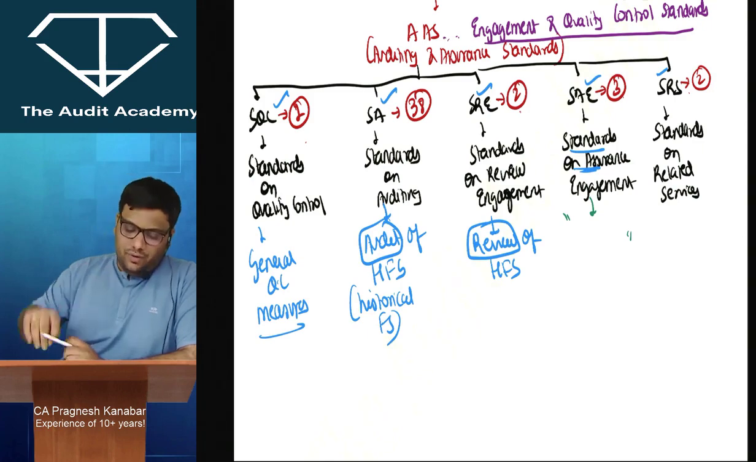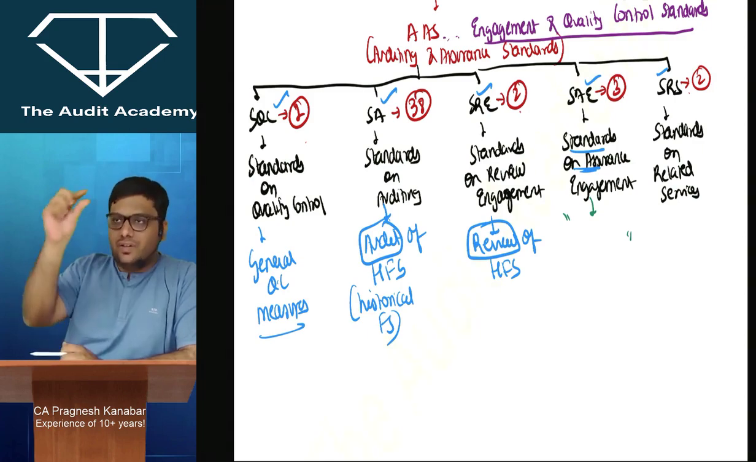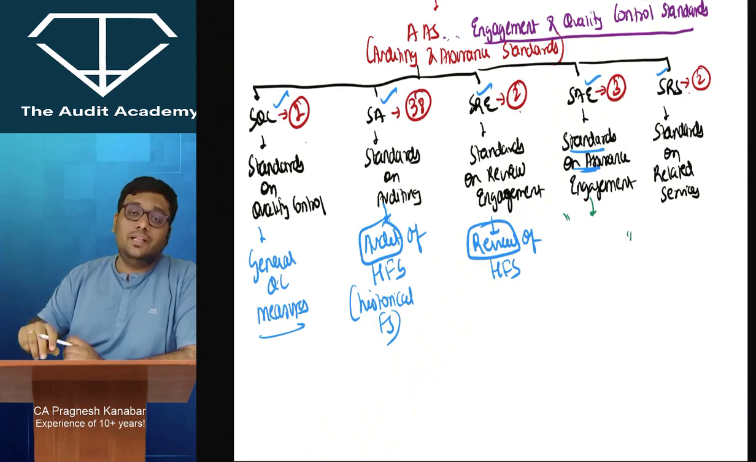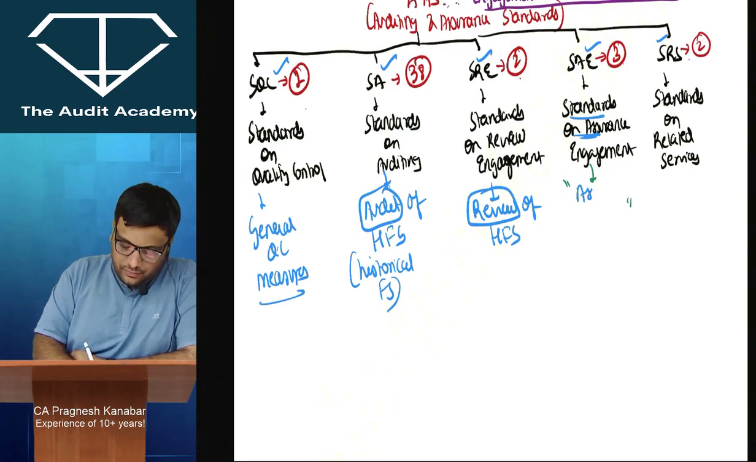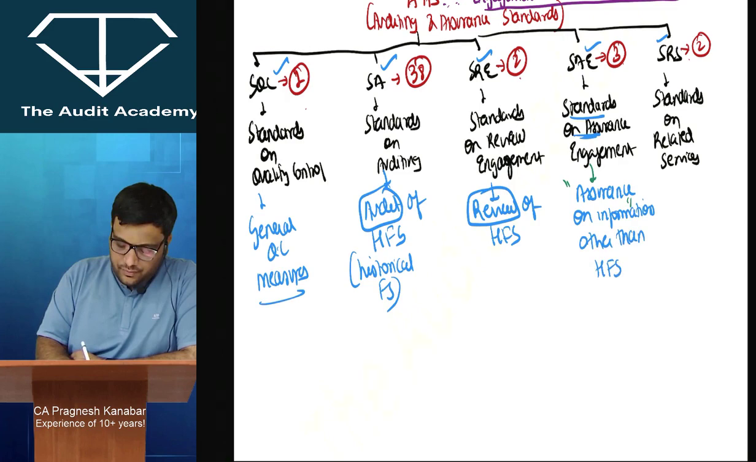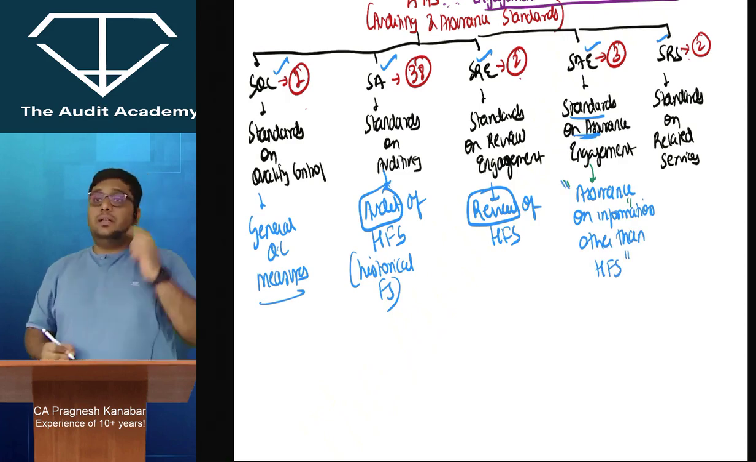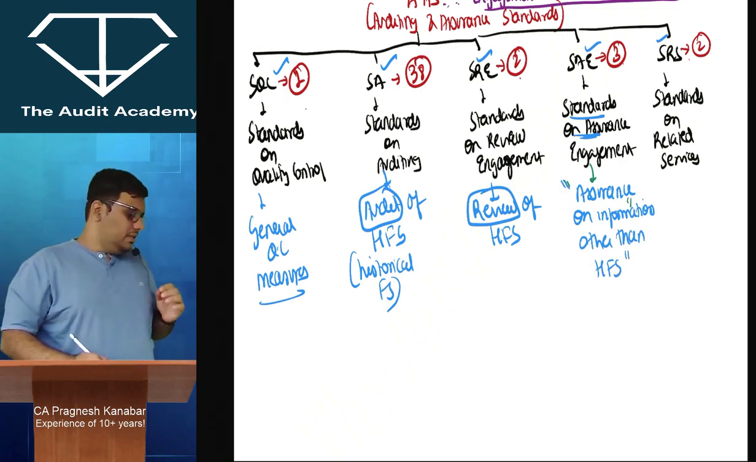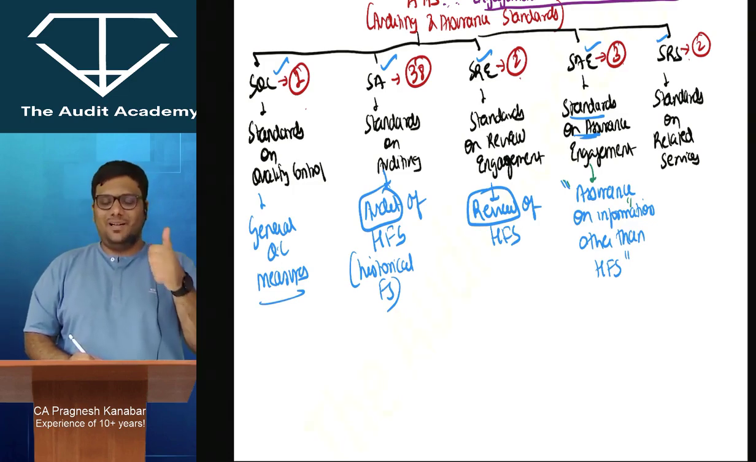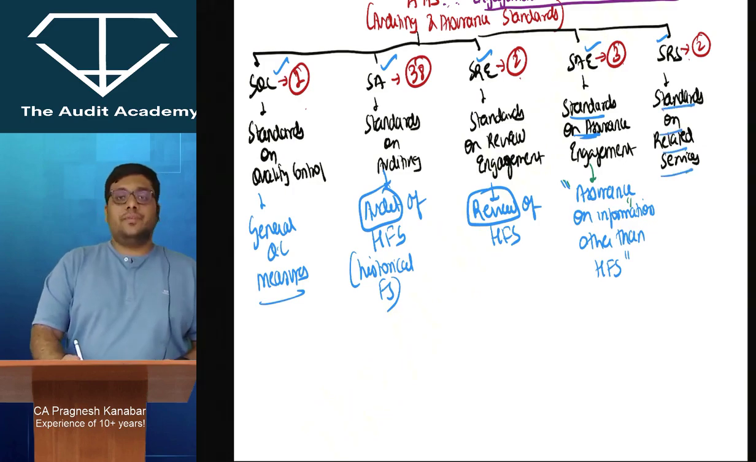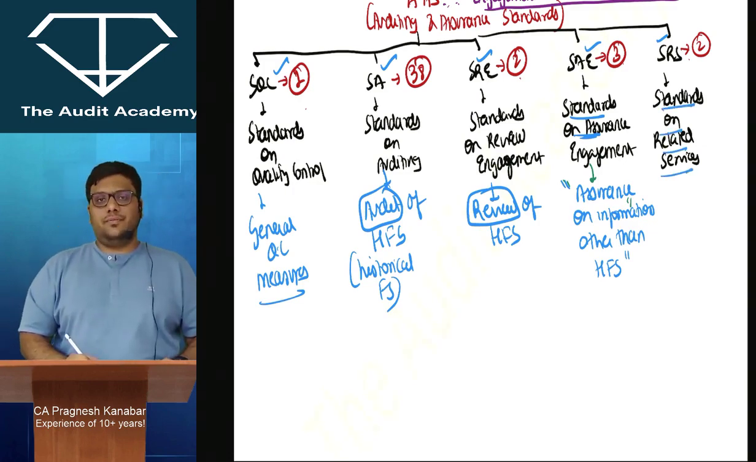Right? When we dive deeper into this, we will write every single standard title and understand what they are dealing with. As of now, in the introduction lecture, just write down, it deals with assurance on information other than historical financial statements. It deals with assurance on information other than historical financial statements. Done? Done. SRS, Standards on Related Services.